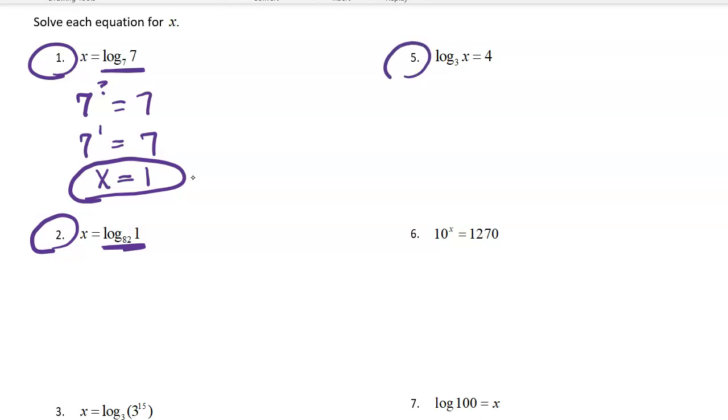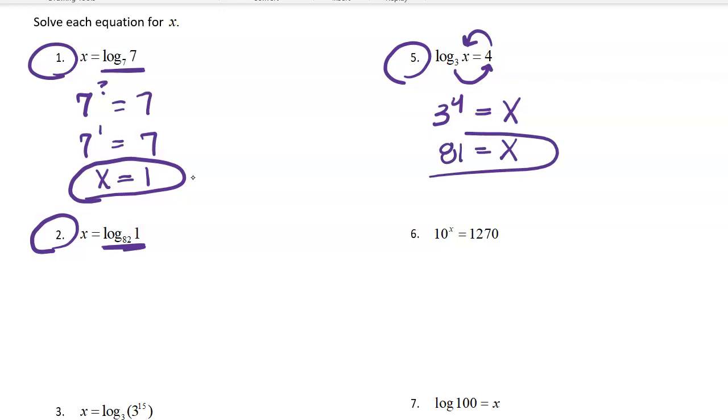Now if you look at this problem over here, you are going to need to undo this logarithm into its exponential form. So just think about 3 to the 4th equals x. 3 to the 4th is 81. So x must be 81. The way this one is set up on the left-hand side, you cannot put this straight into the calculator, because you have an x there.